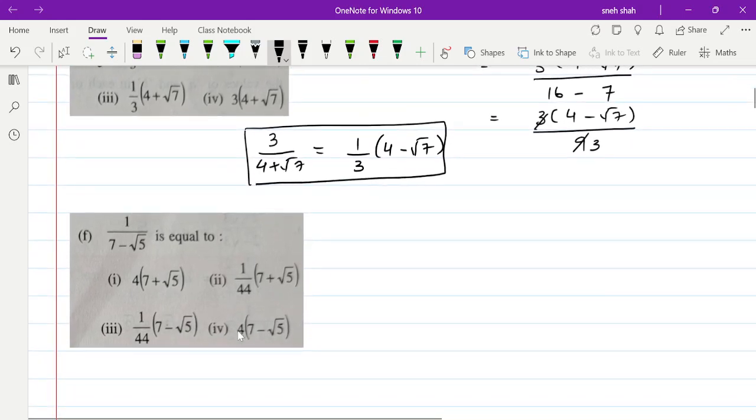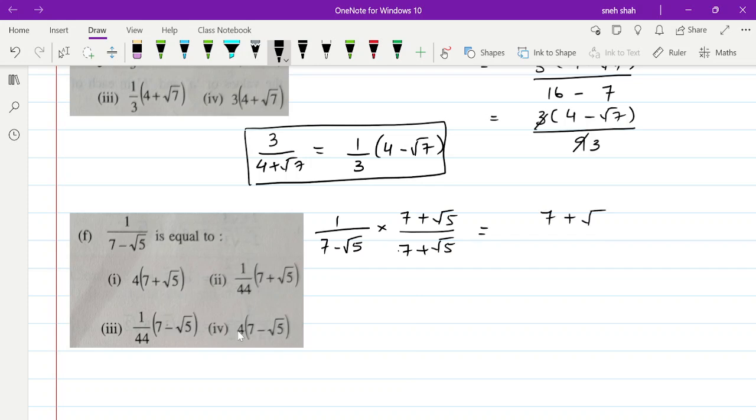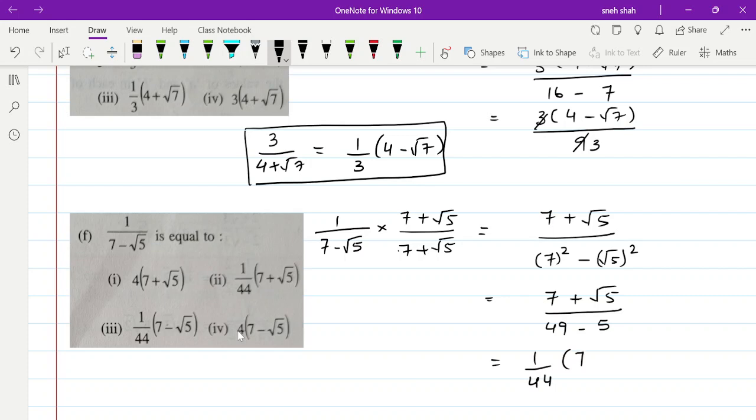In the next MCQ, they are giving us a similar kind of sum with a different number, 1 upon 7 minus root 5. To simplify this also, we will rationalize this with 7 plus root 5. On this multiplication, in the numerator, we will get 7 plus root 5 as it is. And in the denominator, we will get (a minus b) into (a plus b), which is a square minus b square. Upon simplification, we will get 7 plus root 5 upon 49 minus 5. 49 minus 5 in the denominator is 44. So this can be written as 1 upon 44 times (7 plus root 5), which is the second option.